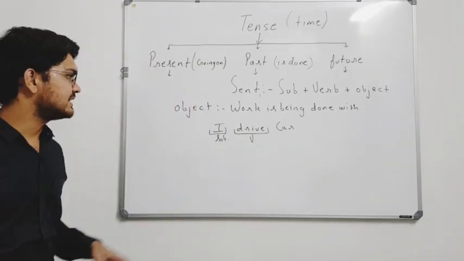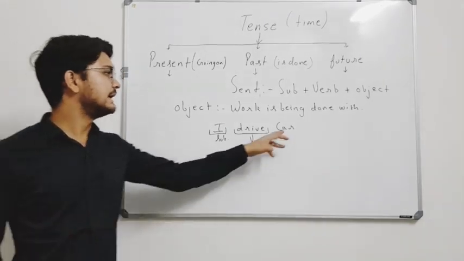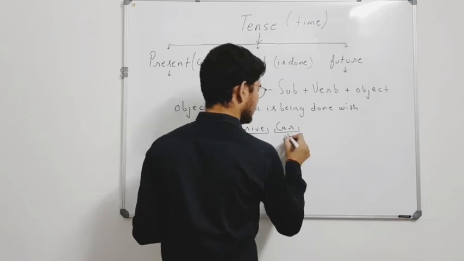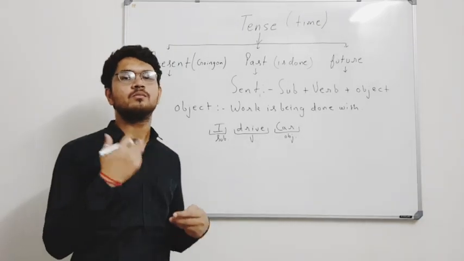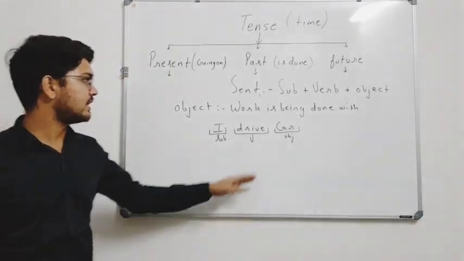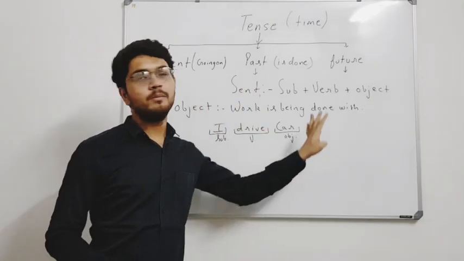After that, what is left? The work is being done with whom? Who is the work being done with? That is the car. So that's why you can say it's an object. The work is being done with it. Got it? We are driving. But what are we driving? We are driving a car. So that's why you can say that the car is our object, and that's how it's subject, verb, and object.